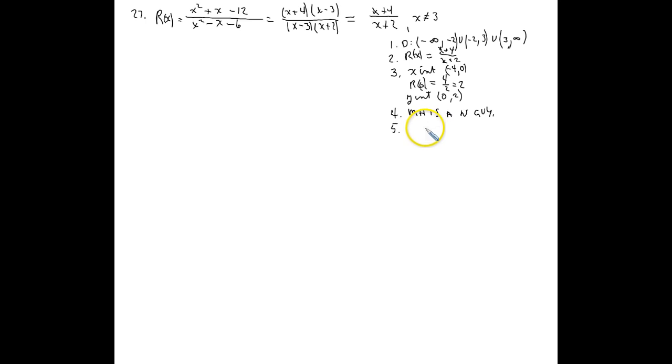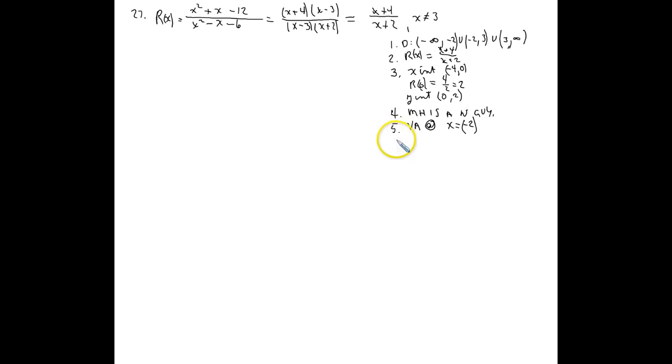Number 5, locate vertical asymptotes. Vertical asymptotes would be when we have, in reduced form, a 0 in the denominator. So we examine, we have a VA at x equal to negative 2. The hole is going to be at x equal to 3. So we'll come up with that later. But remember to keep an eye on your holes.